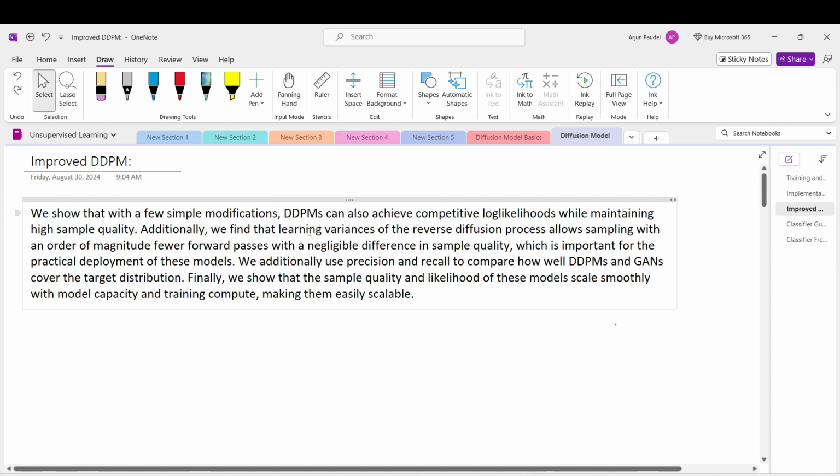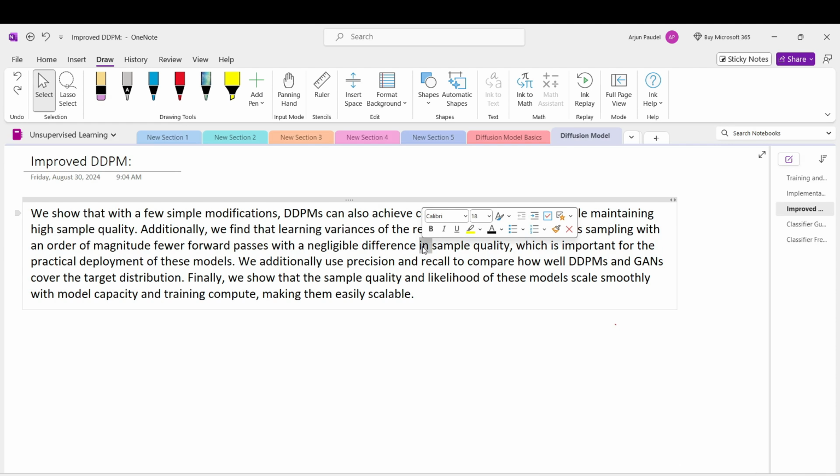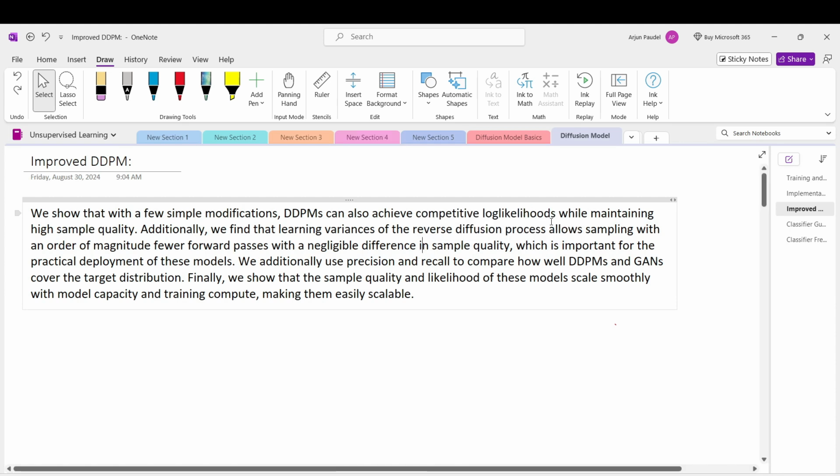Additionally, we found that learning variances of the reverse diffusion process allows sampling with an order of magnitude fewer forward passes, with a negligible difference in sample quality. So when doing the reverse diffusion process, they also learn the variances, and this allows much fewer sampling steps, with a negligible difference in sample quality, which is important for the practical deployment of these models.